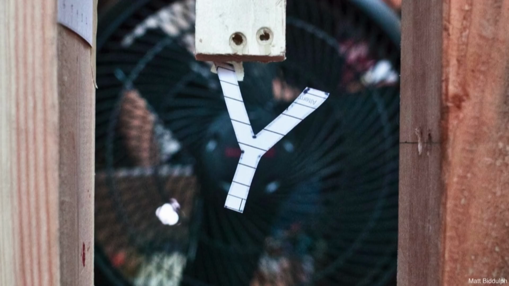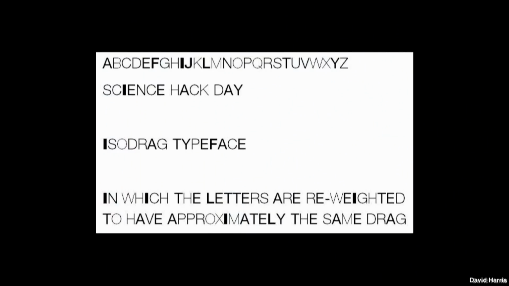So what you're looking at here is a makeshift wind tunnel, and someone actually cut out the individual letters of the alphabet and then recorded the wind drag of each individual letter, and then weighted each individual letter so that all the letters would have equal wind drag. So if you need a typeface in which all the letters have equal wind drag, it looks something like this.